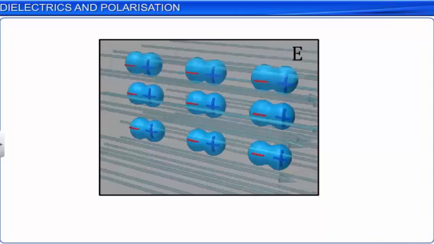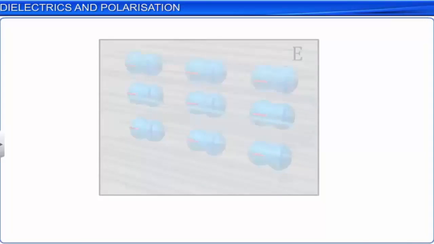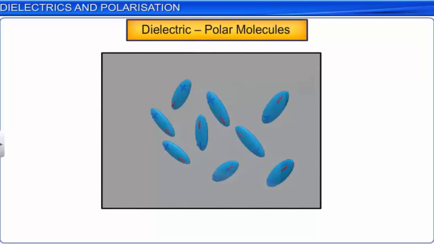Now let us consider the case when the dielectric material is made of polar molecules. In the absence of the external electric field E, the polar molecules in the dielectric are such that their electric dipole moments are randomly oriented due to thermal agitation, and hence the total dipole moment is zero.